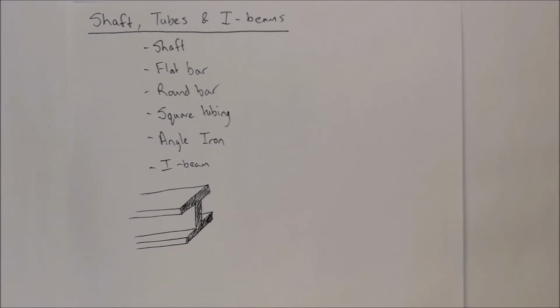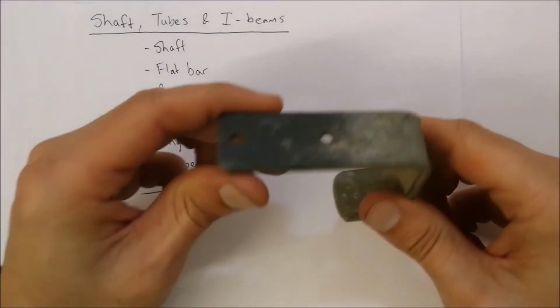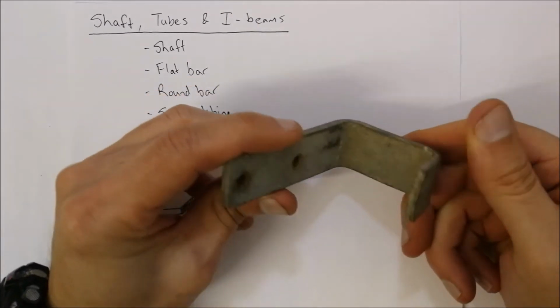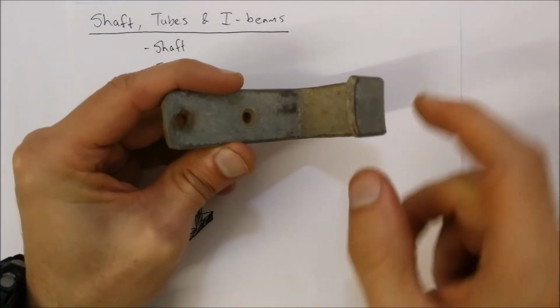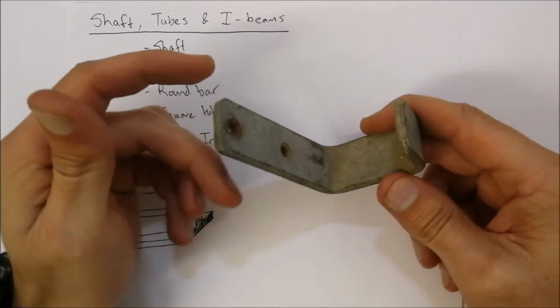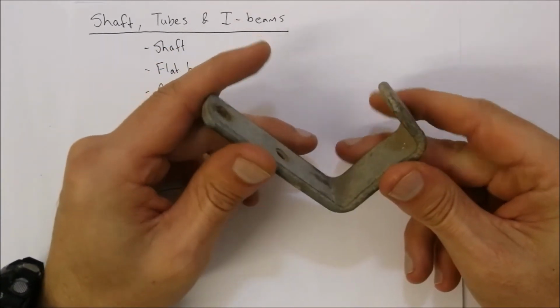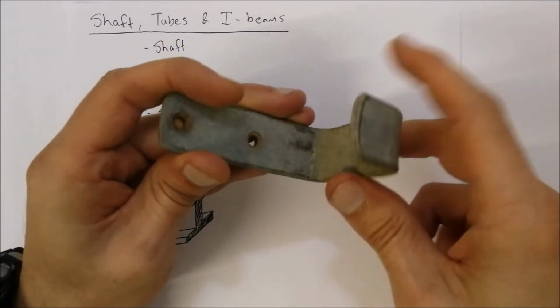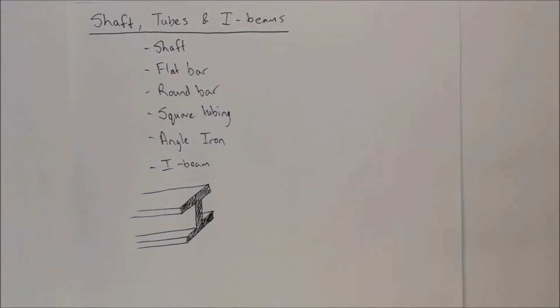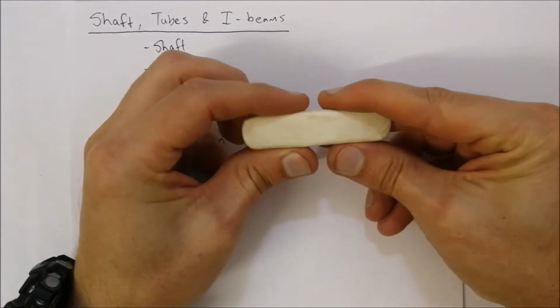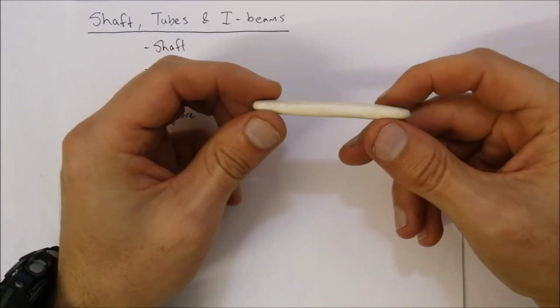Before I demonstrate this, let me just show you what a flat bar looks like. In this case, a flat bar has been bent over here into this specific shape. It is mild steel, and it is able to bend easily in that direction. But let's demonstrate this with a piece of press stick again. I've taken a piece of press stick and flattened it out to be very similar to a flat bar.